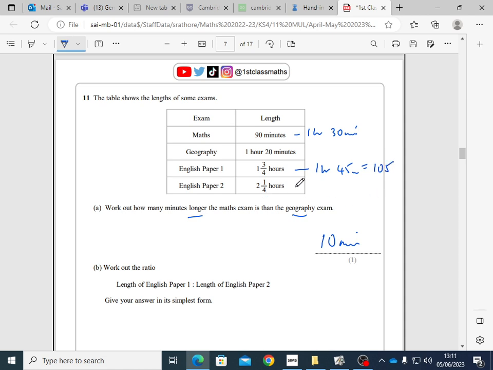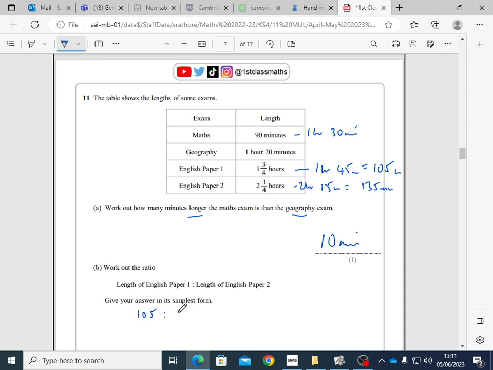This one, that's going to be 2 hours and how many minutes? A quarter of an hour is 15 minutes. And that's going to be 2 lots of 60 is 120, 120 plus 15 is 135. So now they're all in minutes. So paper 1 is 105.